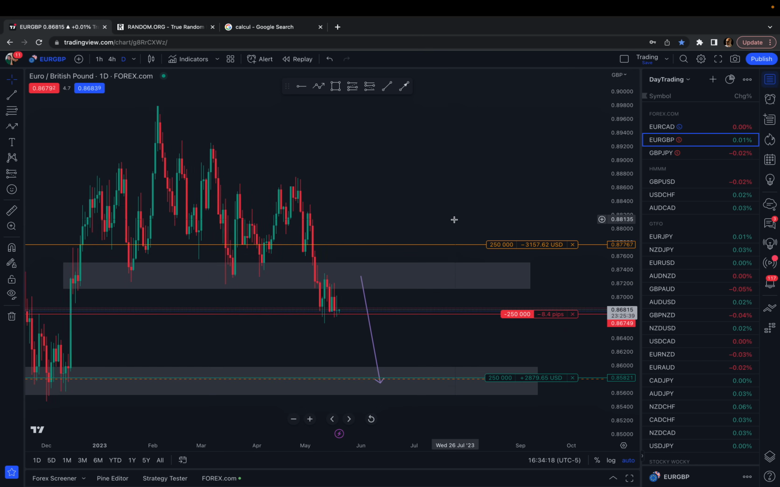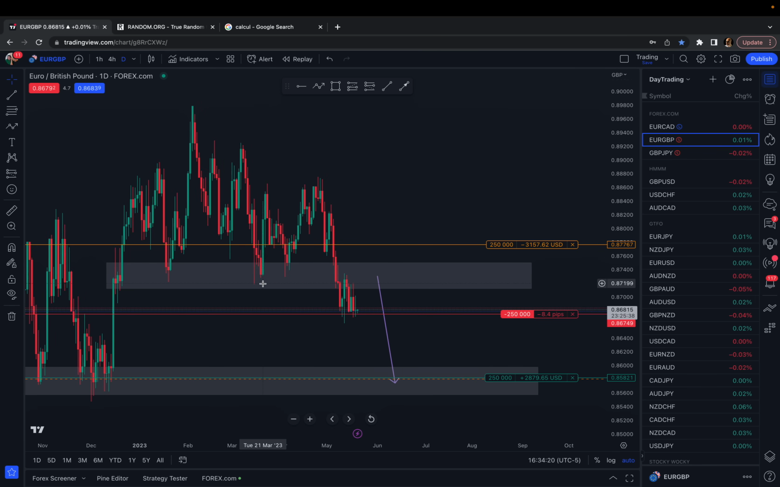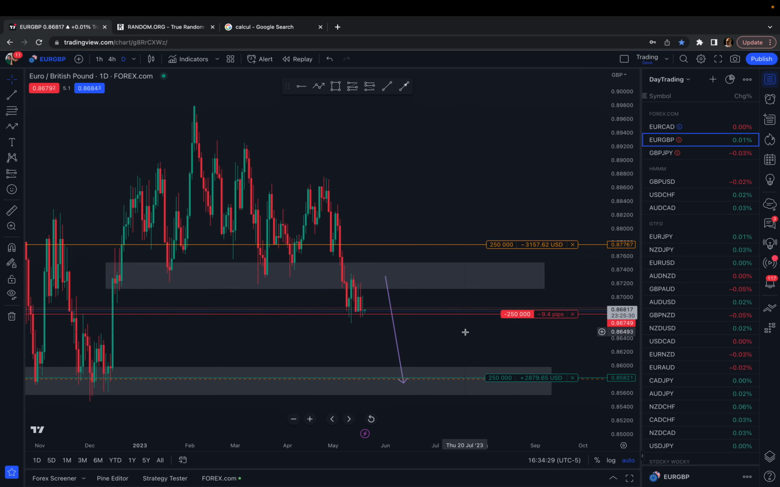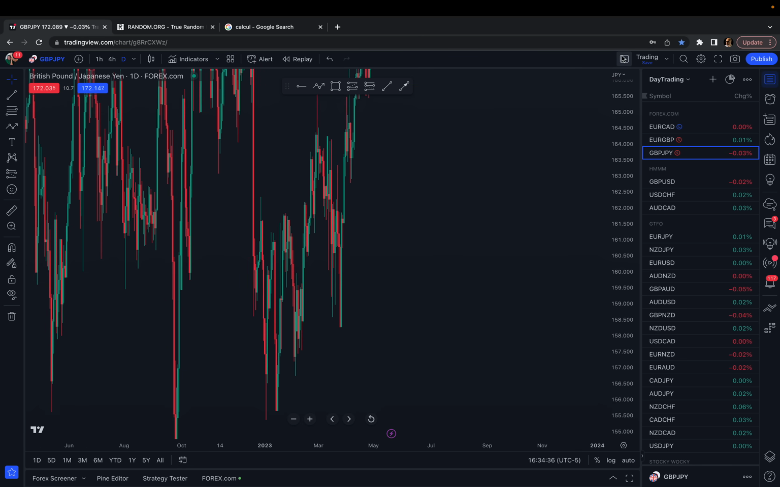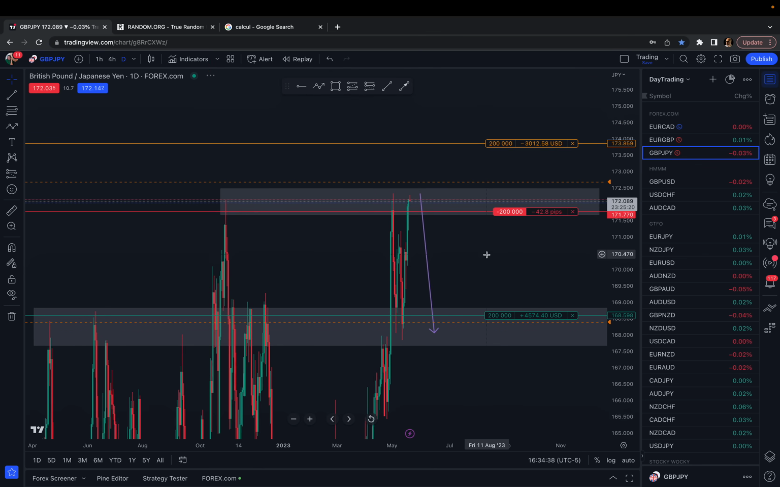If this is Euro GBP right here, daily support zone, if price breaks below this zone and tests it, I actually already took a sell here, and I closed that in profit. Now I got back in today, risking $3,000 to go for about $3,000 if it wins. Just a break and retest of a support resistance zone.